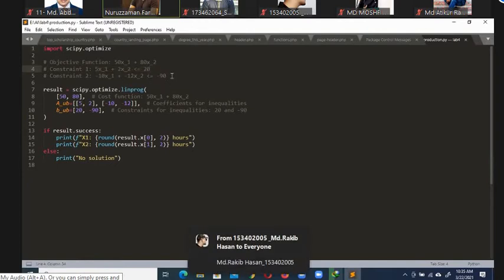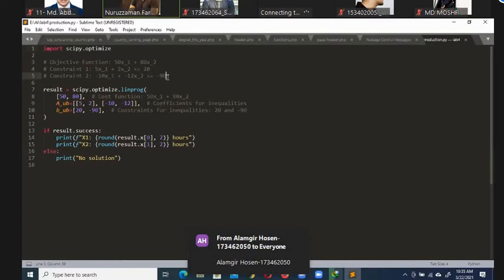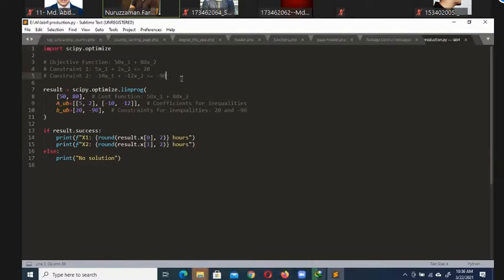And our second constraint was that under no circumstances can we produce fewer than 90. We must produce at least 90 units. If we produce fewer than 90 units, we will run into loss. So we cannot produce less than 90 units. So these are our three constraints.